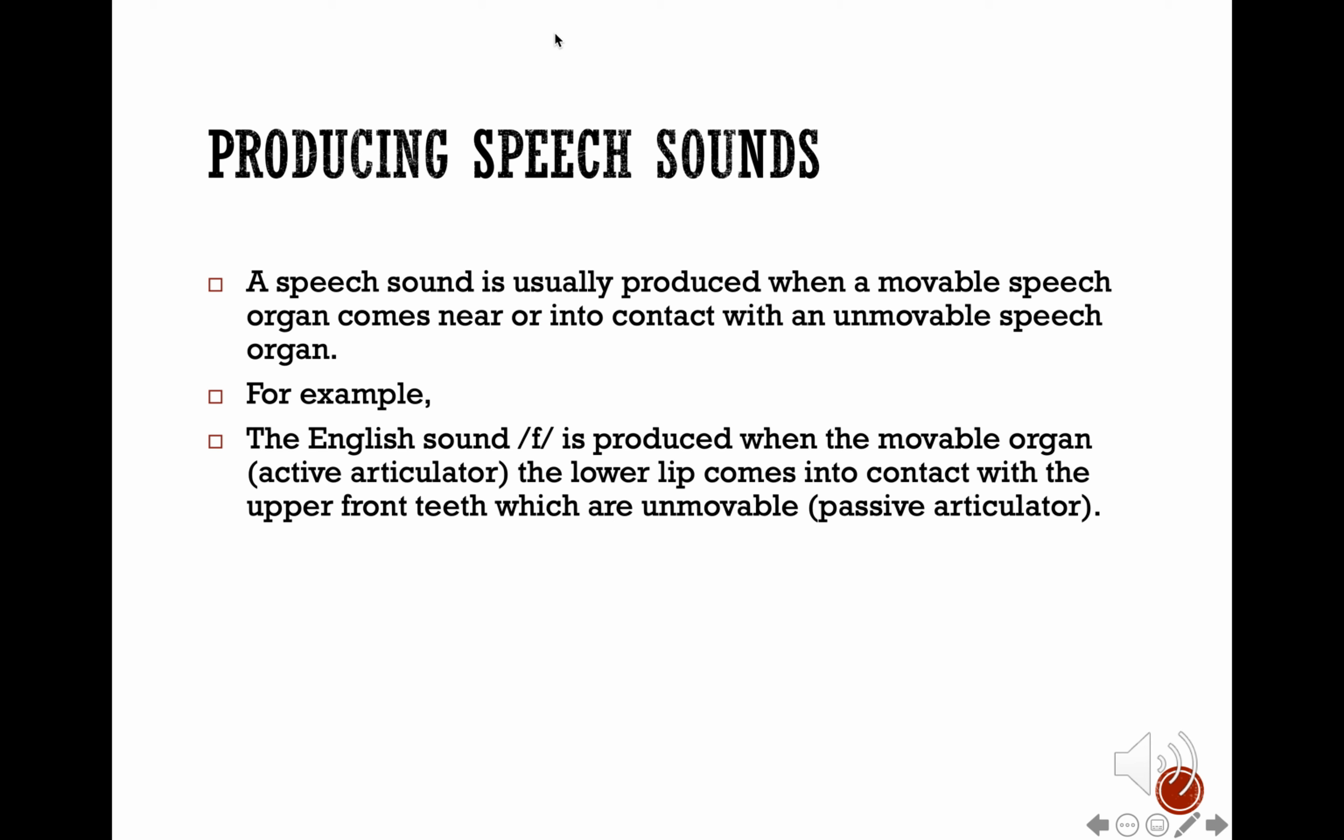For example, the English phoneme f is produced when the movable organ or active articulator, the lower lip, comes into contact with the upper front teeth, which are the unmovable or passive articulator. So you can try it if you say, for example, f. Actually, you are using the lower lip with the upper front teeth.